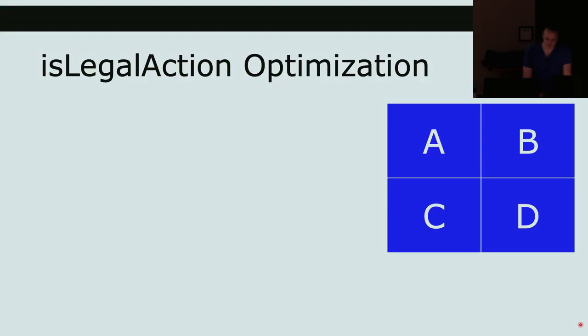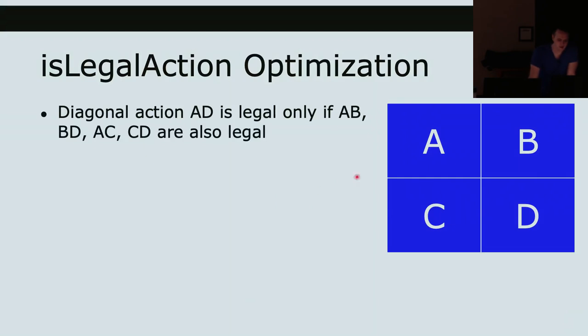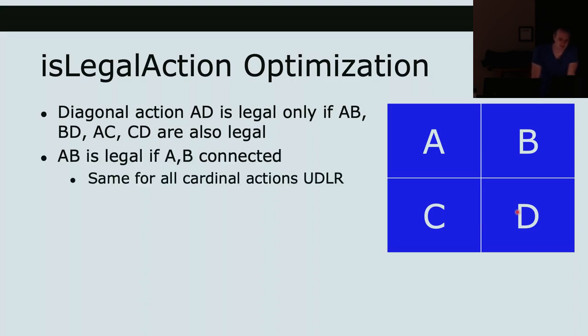But let's have a look at this and how we may be able to optimize it. Let's say I'm trying to see if the action AD is legal, so going from here down right to here. This diagonal action AD is only legal if AB is legal, BD is legal, AC is legal, and CD is legal. Okay. AB is legal if A and B are connected, right?